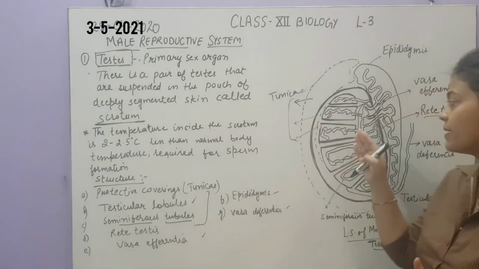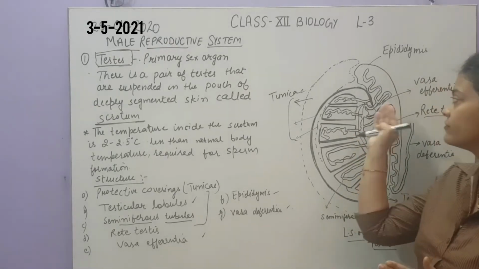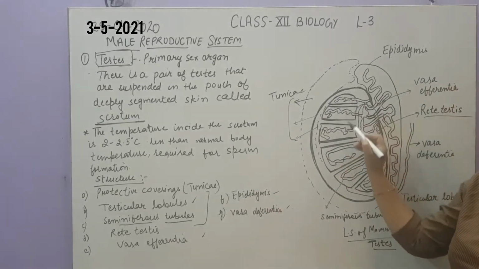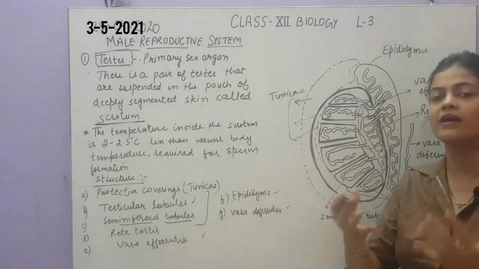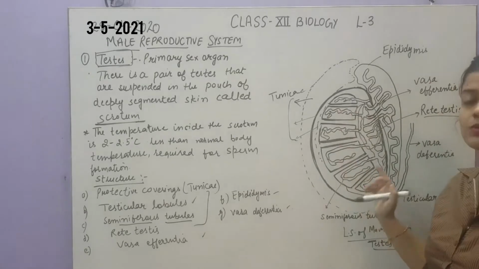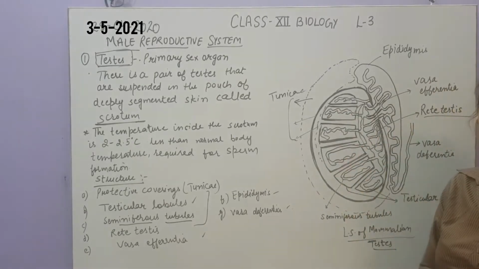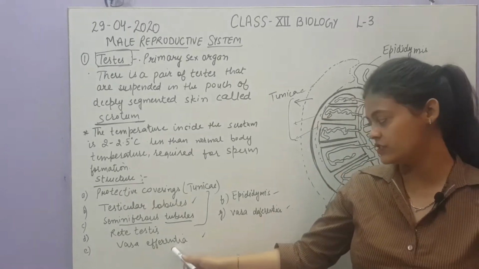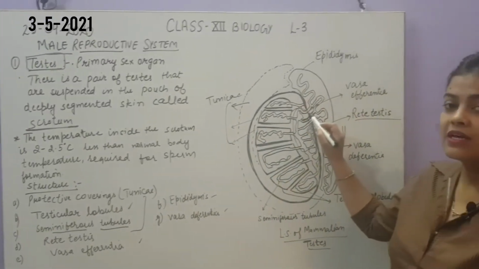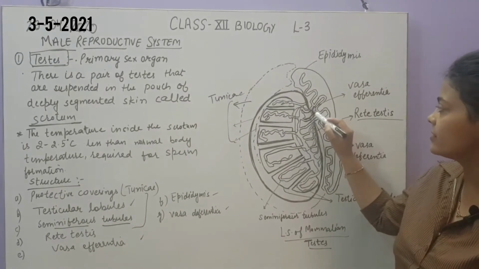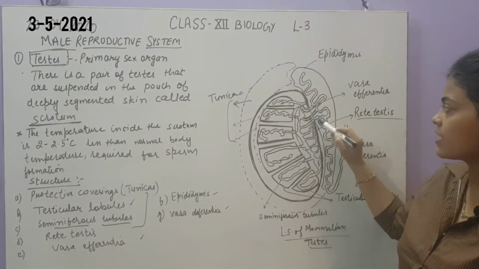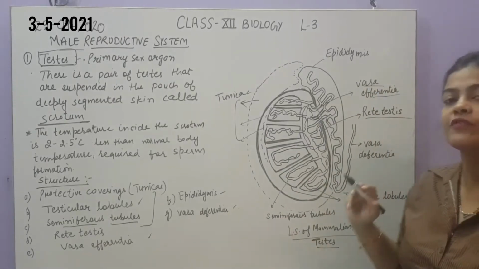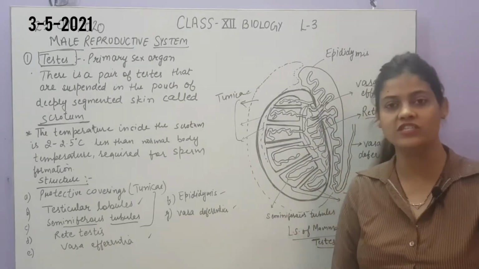Rete testis will help these seminiferous tubules to connect with the vas deferens or epididymis. Let's see now. So is it clear? This network-like structure, which is formed by all the seminiferous tubules coming together, is called rete testis. Now next one is vasa efferentia. From the rete testis, you can see these tubule-like structures coming from the network of rete testis. This is called vasa efferentia.